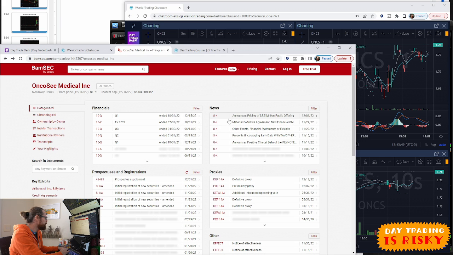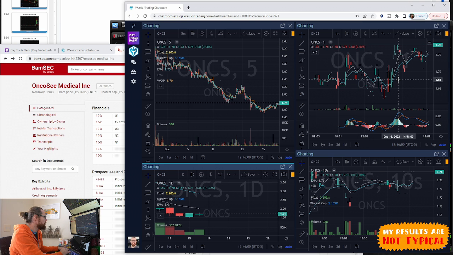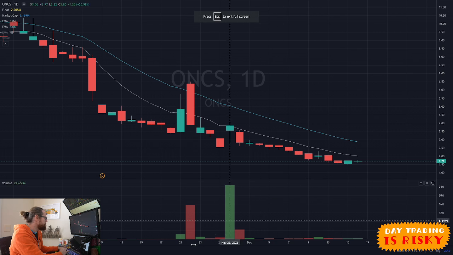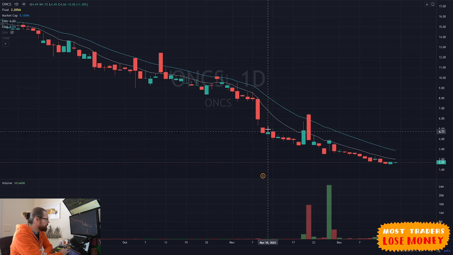And then right here, we've got the news that they priced a $3.5 million offering, about 1.1 million shares at $3 a share. Okay, so now let's look at the chart. That was on December 1st. So you have a reverse split. A few days later, the stock squeezes up. You have this really big move.